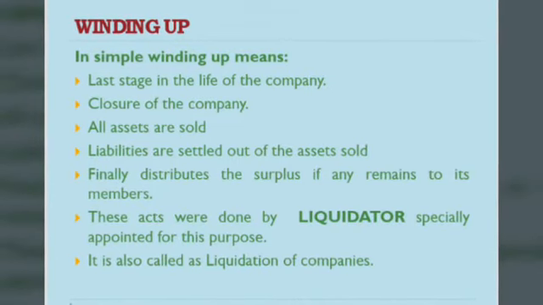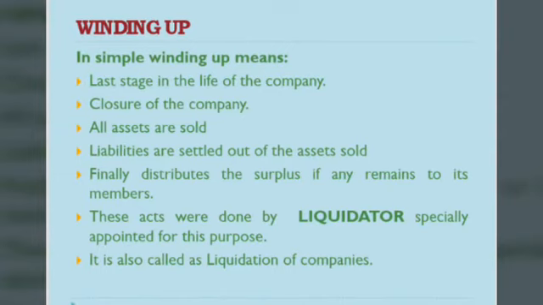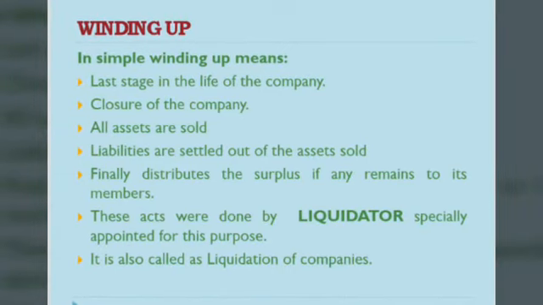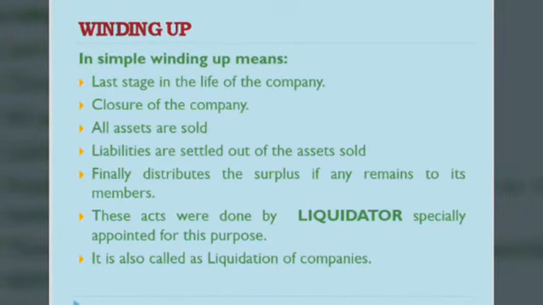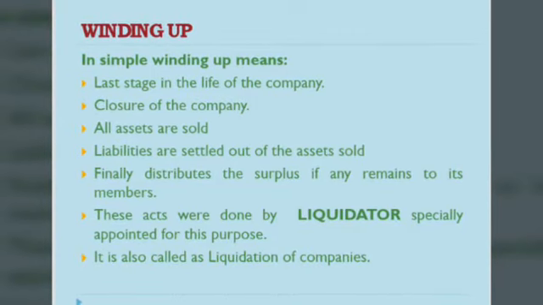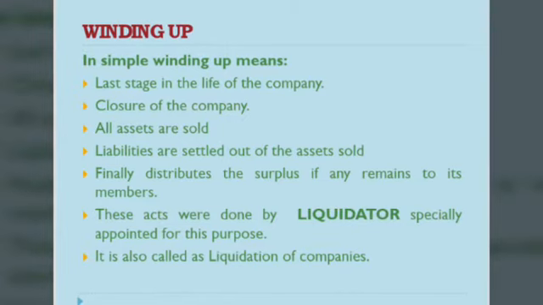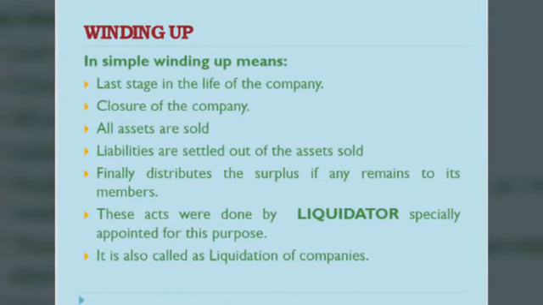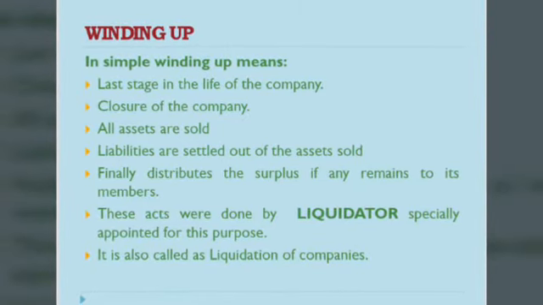All the assets of the company will be sold and the liabilities, that is outside liabilities, will be settled out of the assets sold. Then the amount of the shareholders will be settled. Finally, if there is any surplus, it will be distributed to the shareholders. Otherwise, the company will be closed.